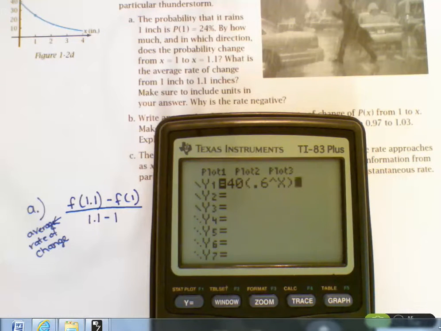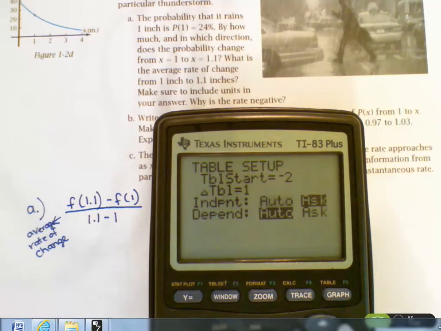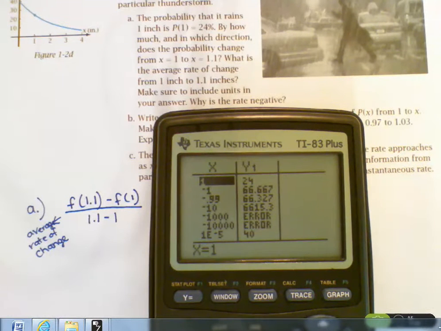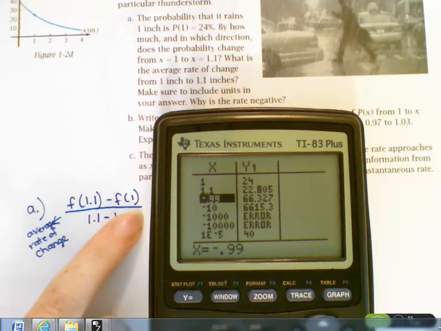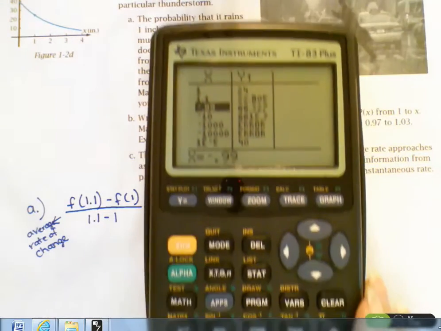I need to get some different values for this. If you hit second window, you go to your table set, and you'll notice that for mine, my independent variable, the x value, is at ask. So when I go to my table of values, I can enter in 1 and get out what the value would be, and I can enter in 1.1 and get out what the value would be. Now to keep this really exact, I'm going to use another part of my calculator that will do the top part of this slope that we're trying to find all in one go. I'm going to move this up a little bit so you can see what I'm doing on my calculator.